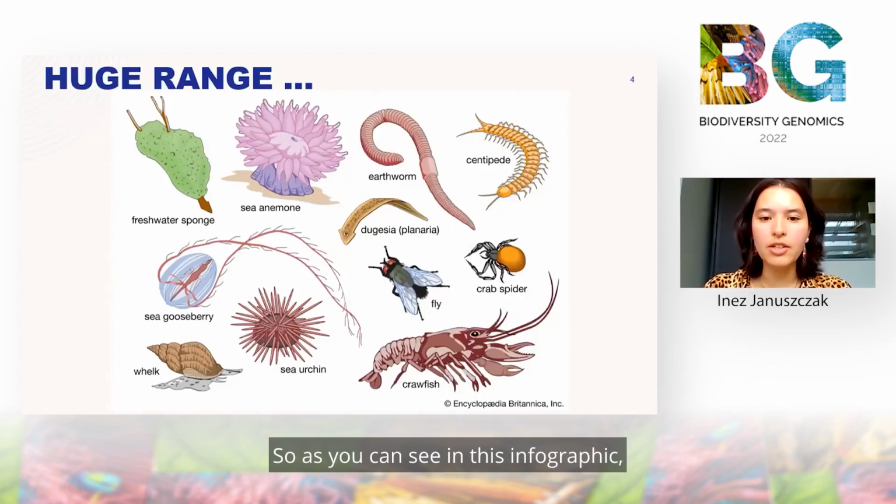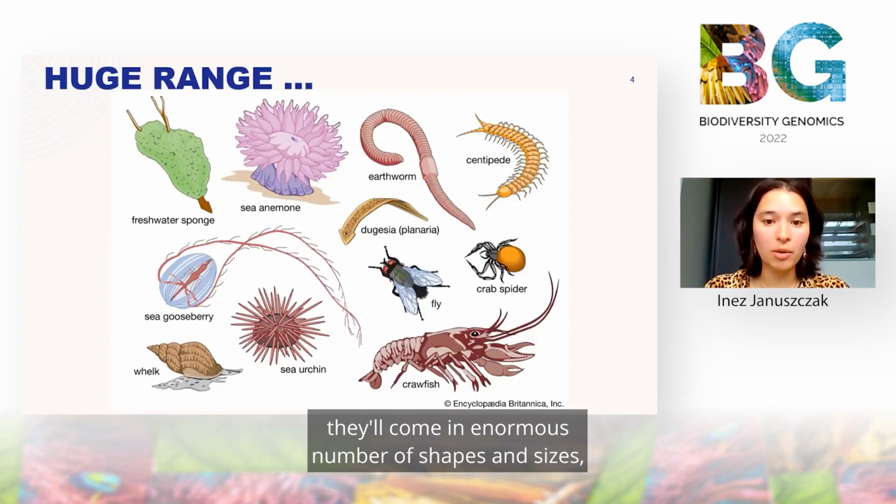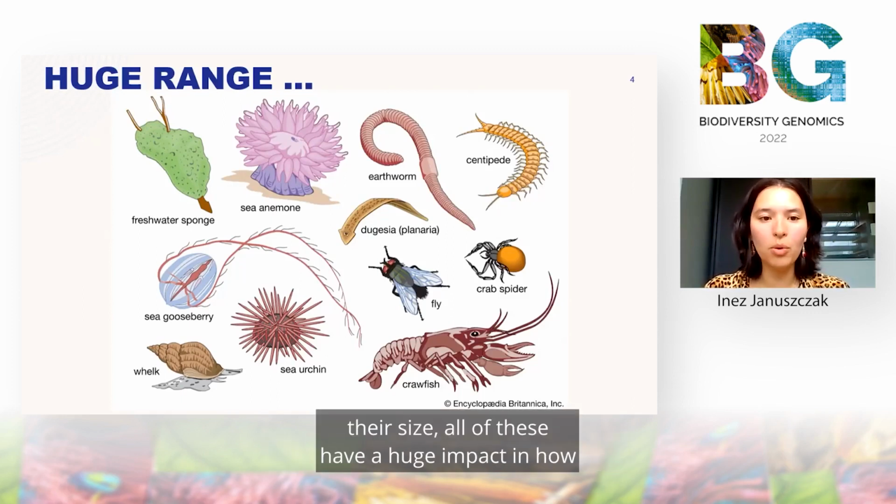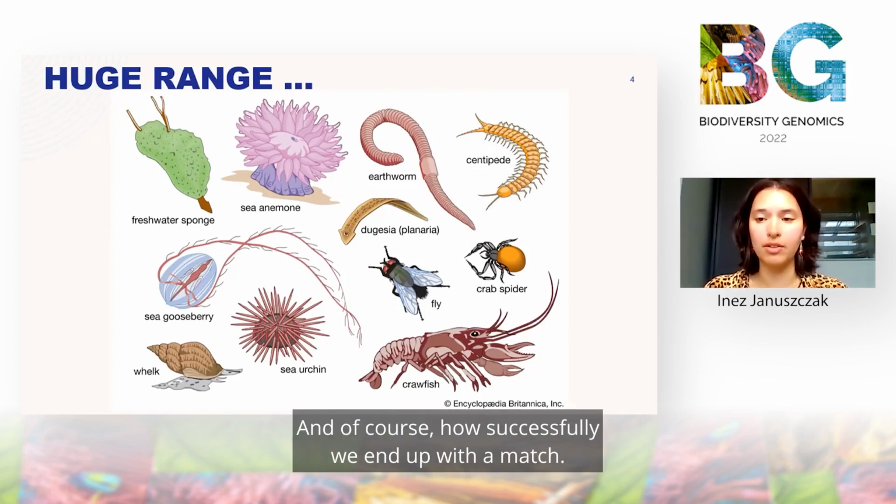So one issue is, of course, even if we are just talking about invertebrates, there is a huge range. As you can see in this infographic, they come in an enormous number of shapes and sizes, whether they have a hard outer shell, whether they have mucus, their size. All of these have a huge impact on how successfully they are sequenced, and of course, how successfully we end up with a match.